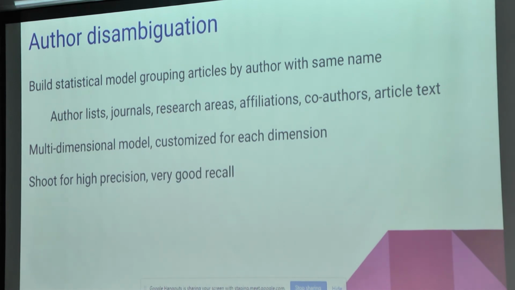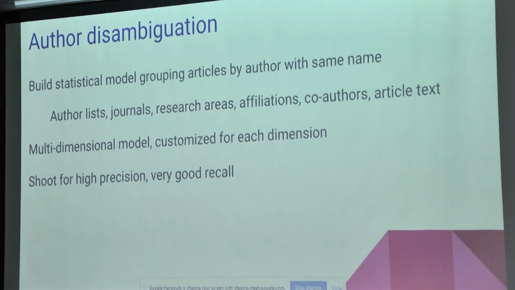So what do we do? We built a statistical model, which is not surprising, grouping articles by authors with the same name. The features we take into account are the list of authors for all papers, the journals and conferences that these papers are published in, research areas, affiliations, co-authors, and the actual article text. We built a multi-dimensional model that takes all of these features into account. The model is customized for each dimension. Our goal in this problem is to shoot for high precision and very good recall, not necessarily high recall. Next slide, please.